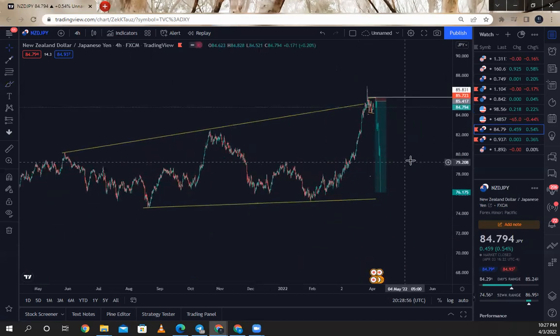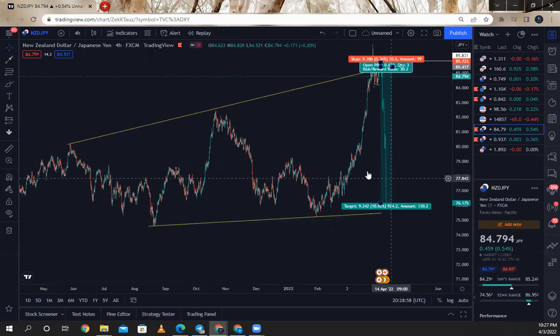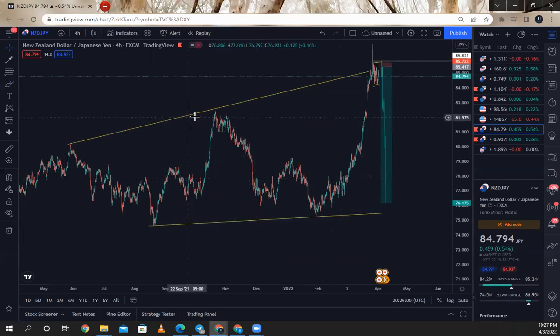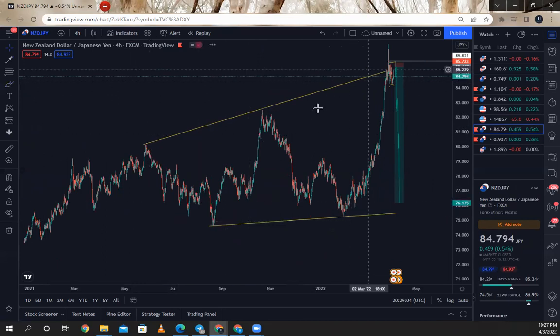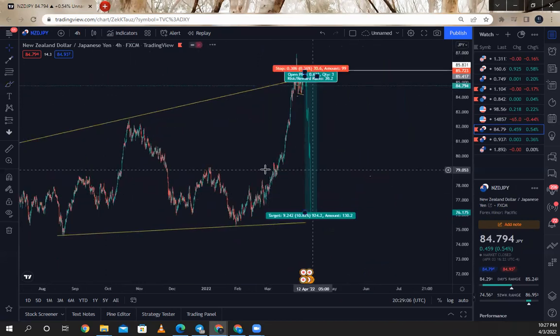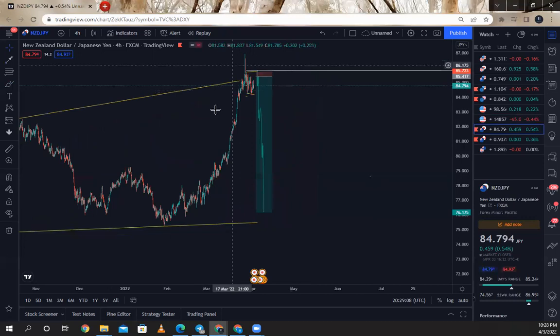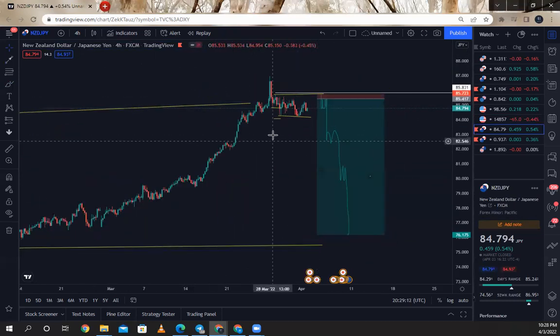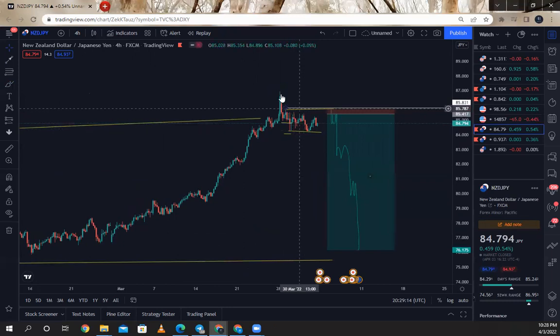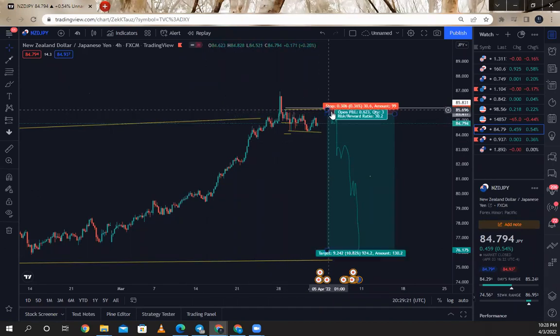Okay, ladies and gentlemen, here I have New Zealand JPY, which is also on watch. On New Zealand JPY, we have this beautiful ascending structure. And from there, at the top, we have a head and shoulders formation. What happened with this one is that we impulsed out and then we started correcting. So I'm expecting to get that first, second, third touch there.